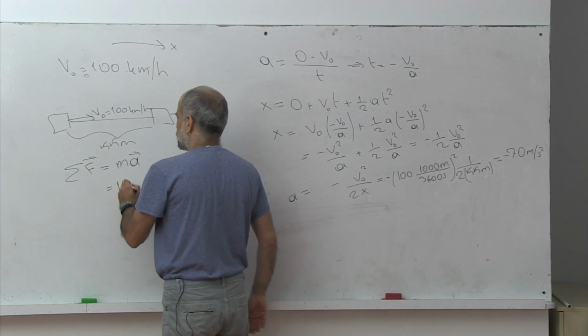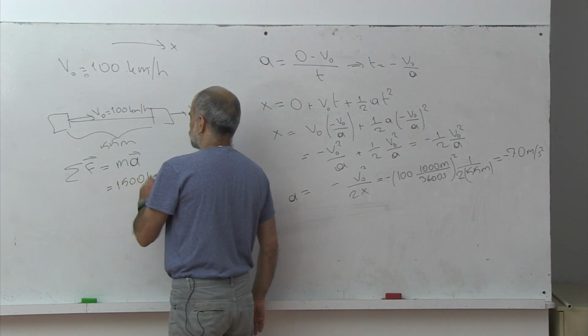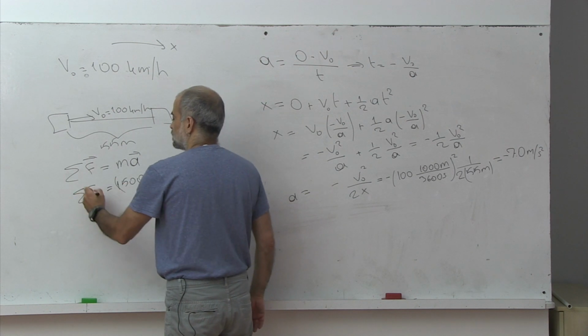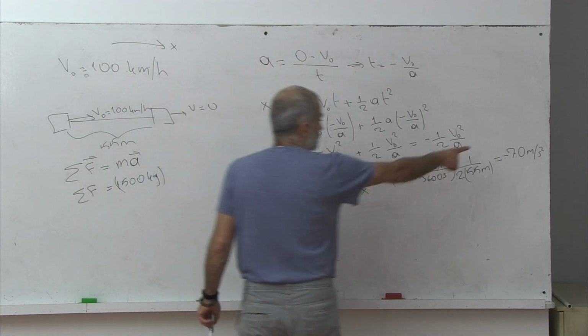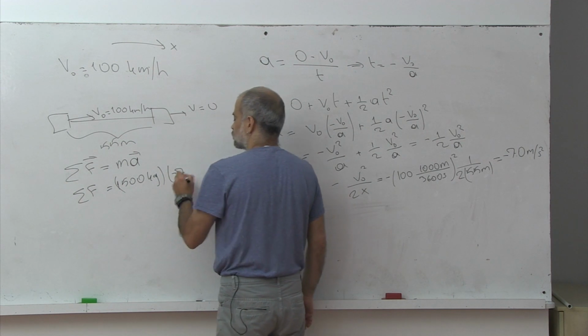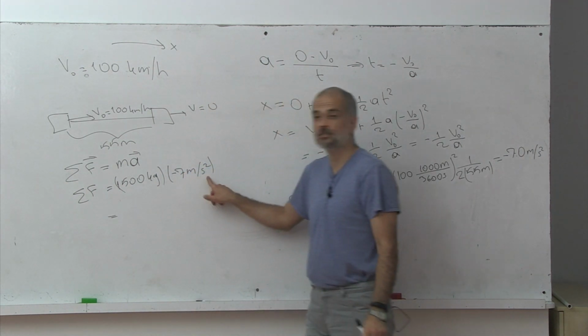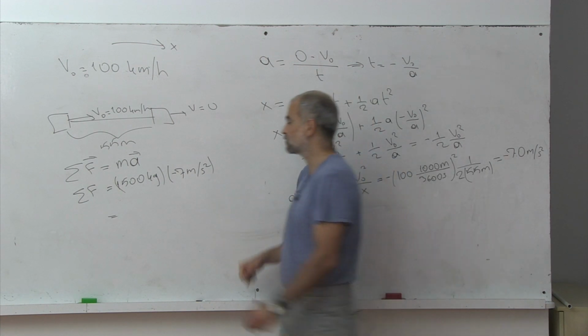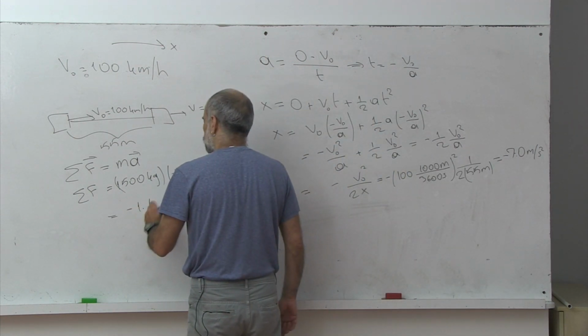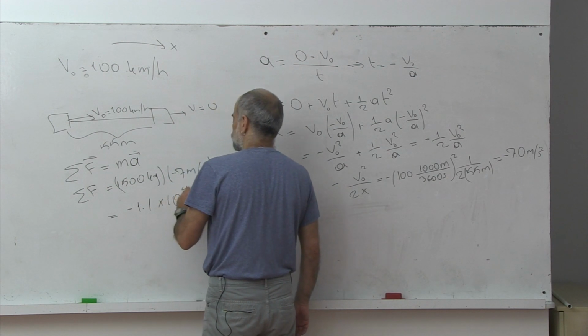The mass is 1,500 kilograms. The net force will be, the acceleration is minus 7 meters per second squared. Kilogram meters per second squared is newtons, so this is minus 1.1 times 10 to the power 4 newtons.